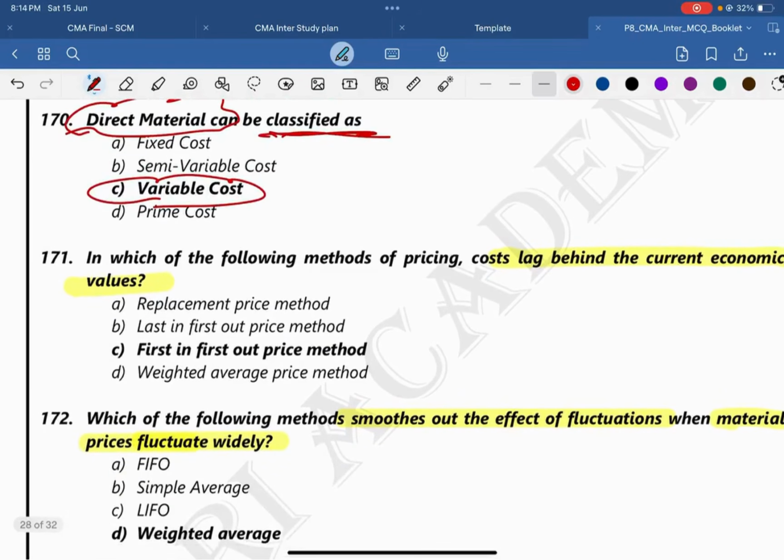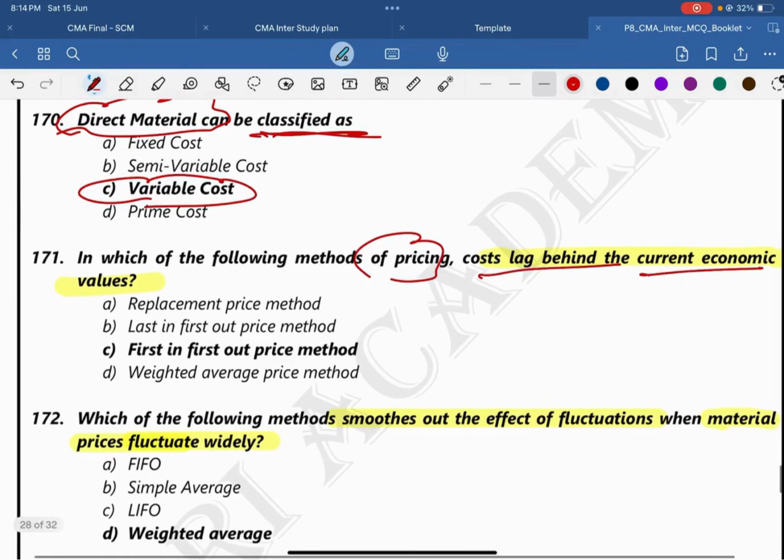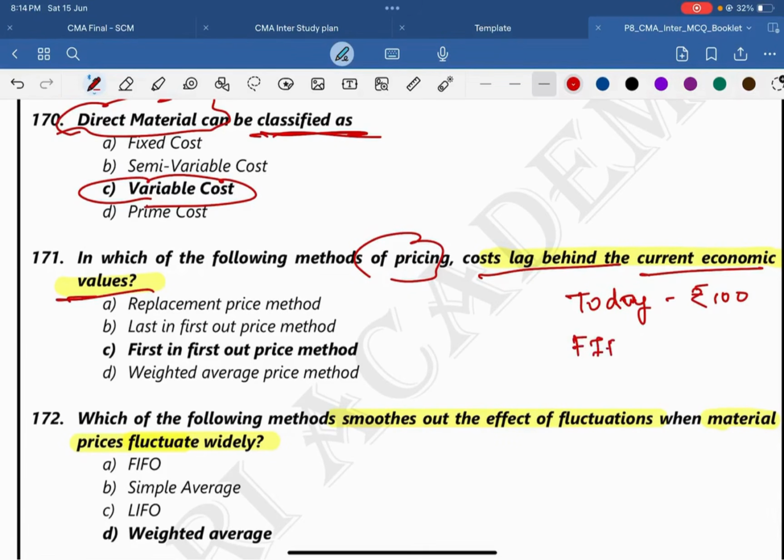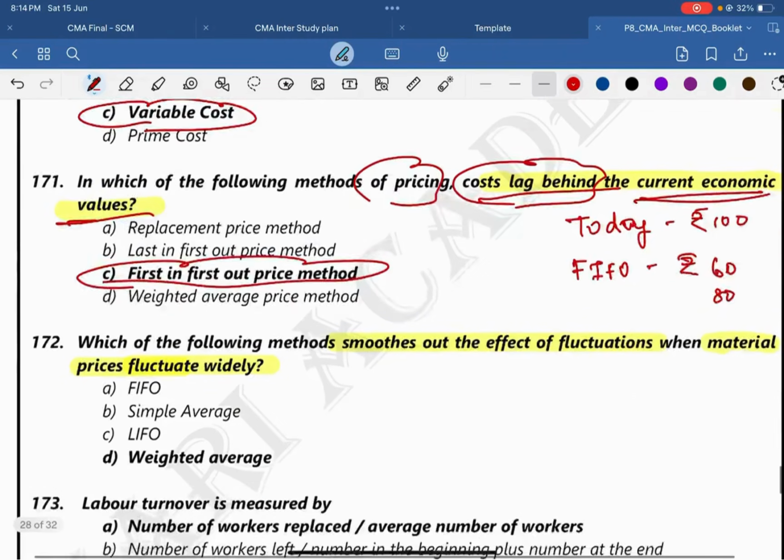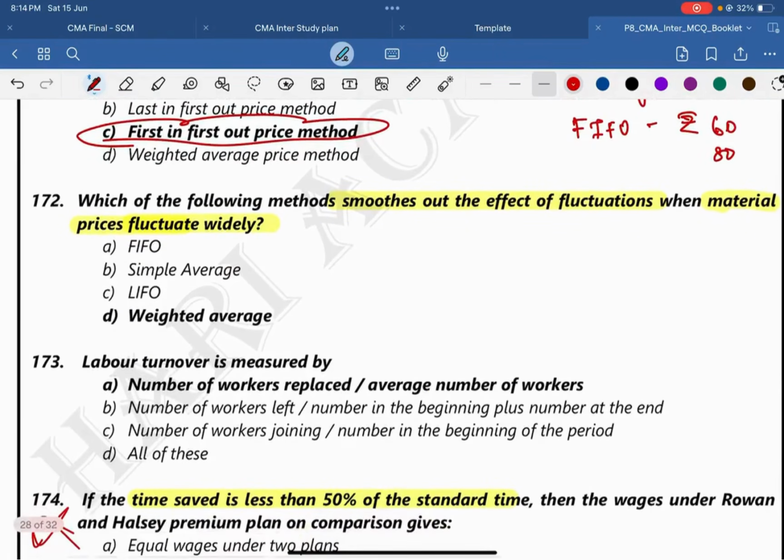In which of the following methods of pricing does cost lag behind the current economic values? Today that same inventory is valued at 100, but in my books of accounts, if I follow FIFO, I may value it at the purchasing cost of the earlier lot, that is rupees 60 or 80 as the case may be. So the cost lags behind current economic conditions in the first in first out method. Then 172. Which of the following methods smooths out the effect of fluctuations when material prices fluctuate widely?